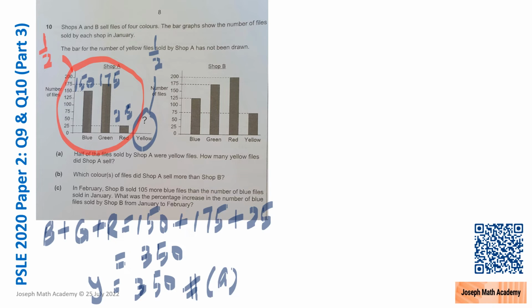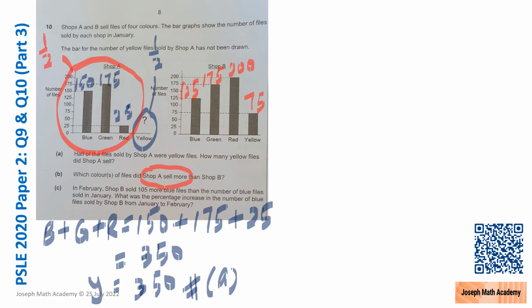Now, part B. Which colors or color of files did shop A sell more than B? So now we have to do comparison. Okay, let's look at the bar graph for shop B. Blue, 125. Green, 175. Red, 200. Yellow, 75. Now we want to know which color or colors did shop A sell more.